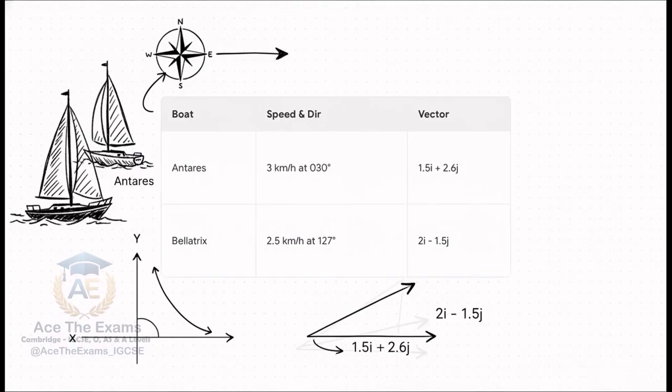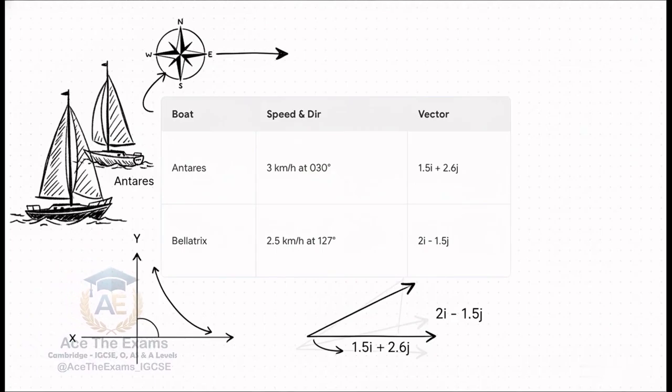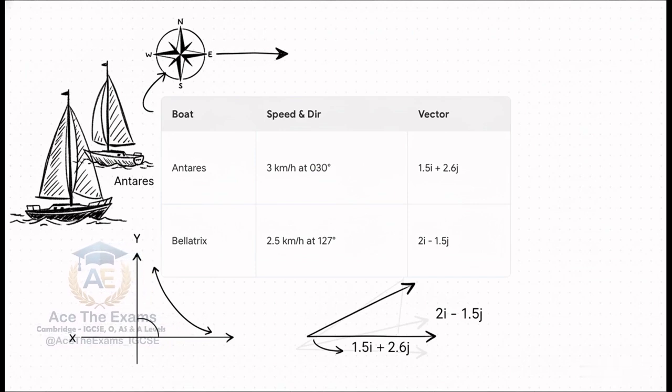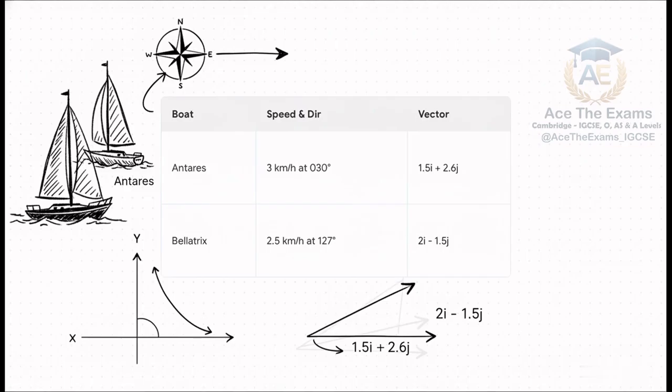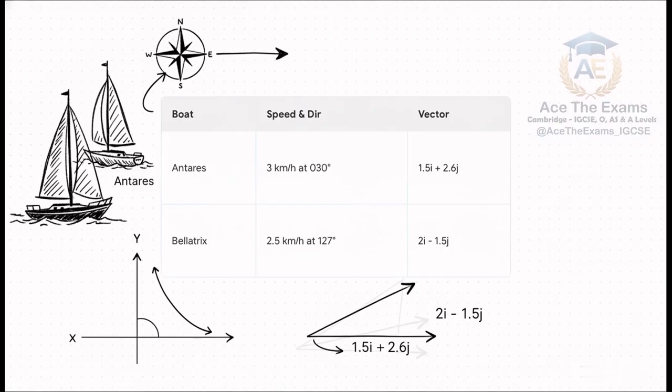Let's look at a brilliant, highly practical example from the text, featuring 2 sailing boats out on the water, the Antares and the Bellatrix. Notice how we can seamlessly translate a boat's real-world compass bearing and speed into exact i and j mathematical components. Look at the Antares. It's moving at a speed of 3 kilometers per hour on a true bearing of 30 degrees. By using basic trigonometry, specifically our good friends sine and cosine, we can easily break that physical angled path into a horizontal and vertical mathematical component. It becomes the vector 1.5i plus 2.6j.